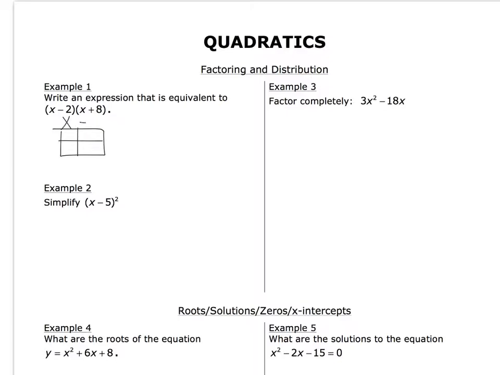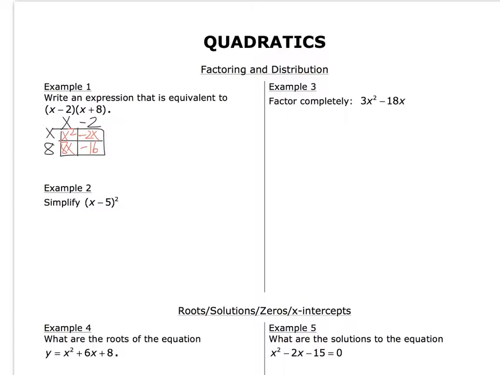I've got an x with a negative 2, and I've got an x with a positive 8. And then in the box, we multiply those. So in this box is going to be x squared. Negative 2 times x is going to be negative 2x. X times 8 is going to be 8x. And then negative 2 times 8 is going to be negative 16.